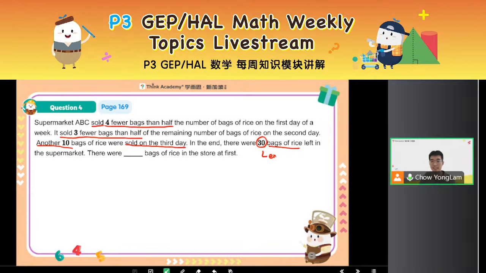So we know the ending now. The ending is 30 bags. So we are finding, how many bags of rice were in the store at first?